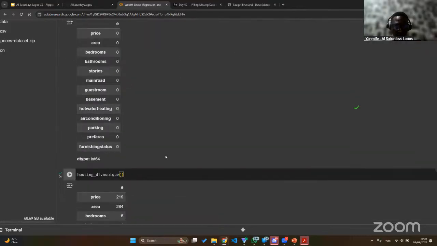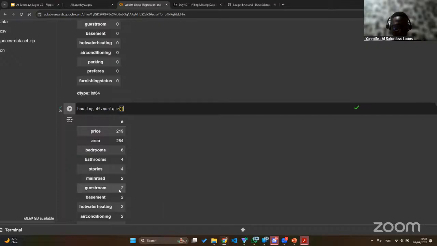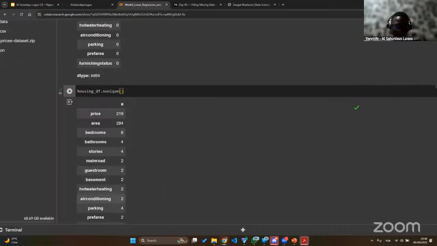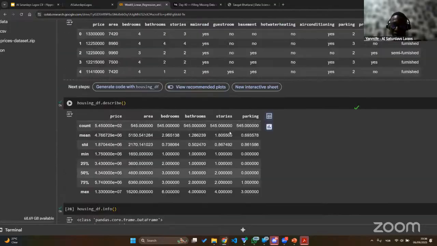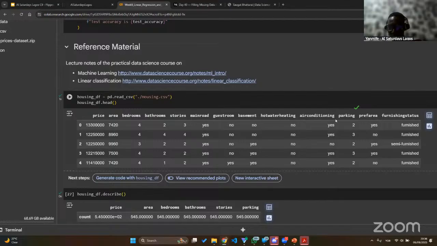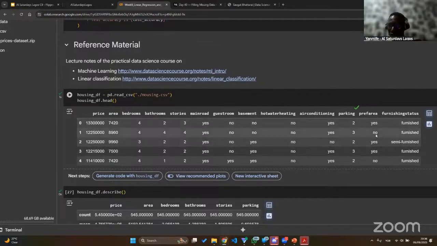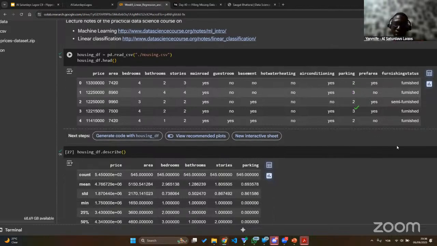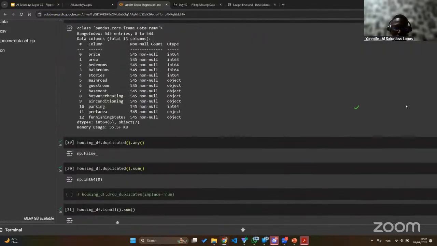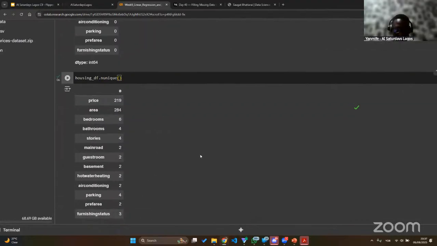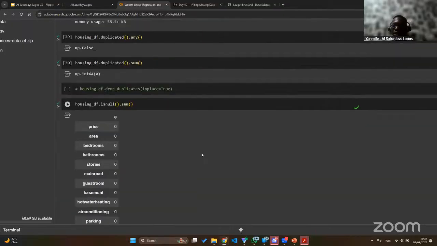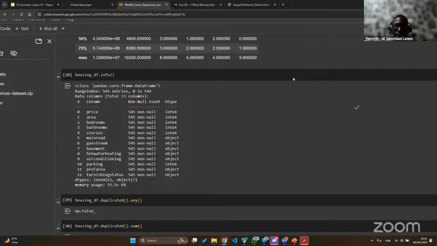Guest room and basement, two, two. Then we have hot water heating and air conditioning. Then preferred area. So let me tell you the reason why we are checking. In this furnishing status, it is furnished, semi-furnished, and unfurnished. I think it is three. Yeah, it is three. The reason why we are checking this is for you to know.